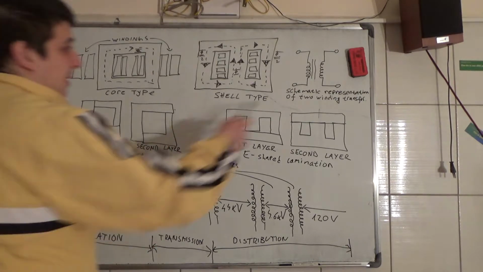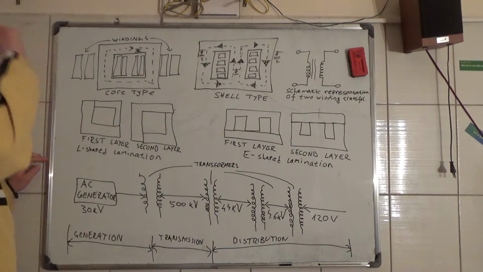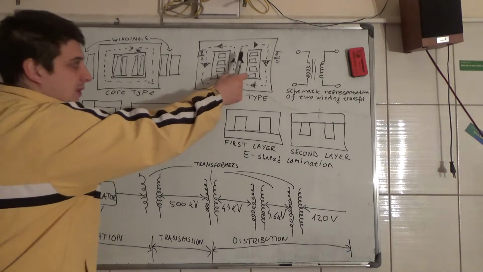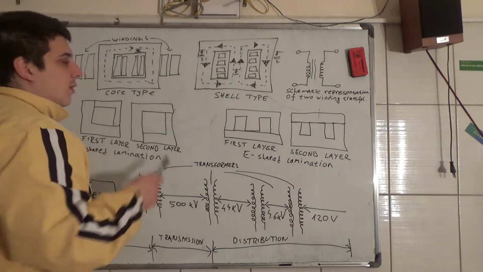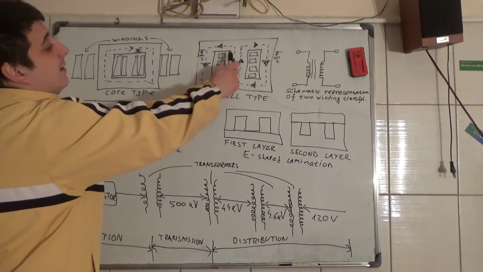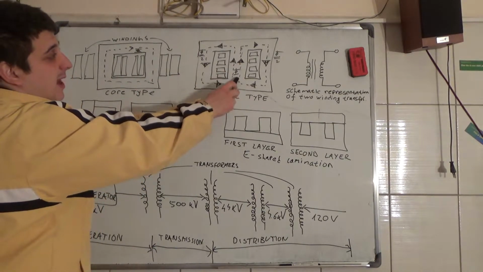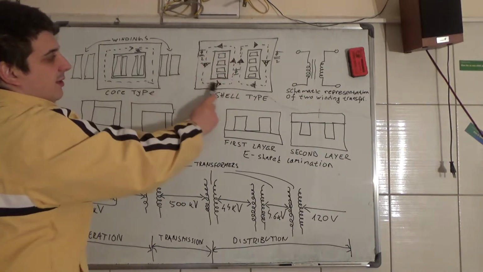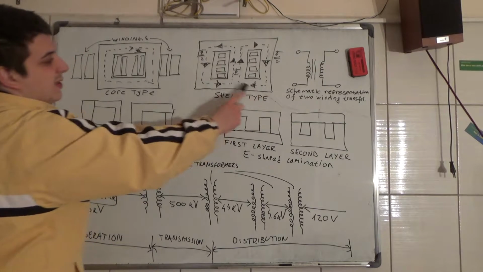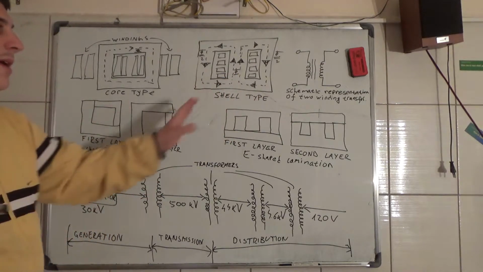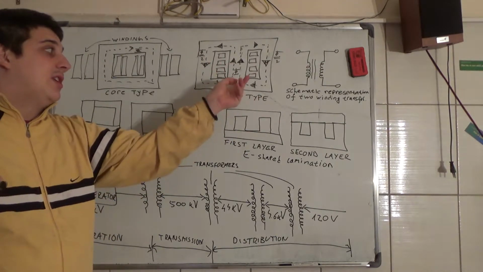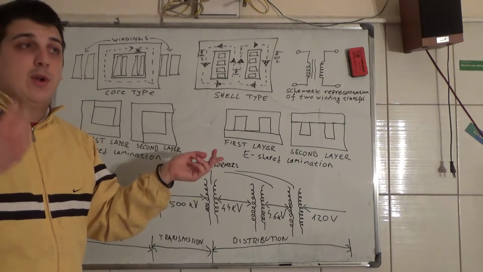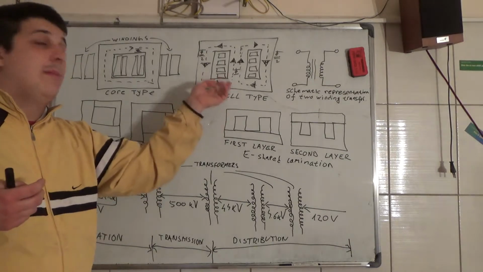So this is the schematic representation of a two-winding transformer. Here we have windings on the same magnetic core, and here we have a flux produced. Half of the flux goes in this direction and the other half goes in this direction. There is much smaller flux leakage in the shell type, but it is more expensive to make.